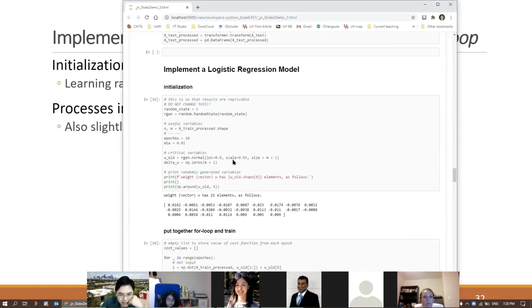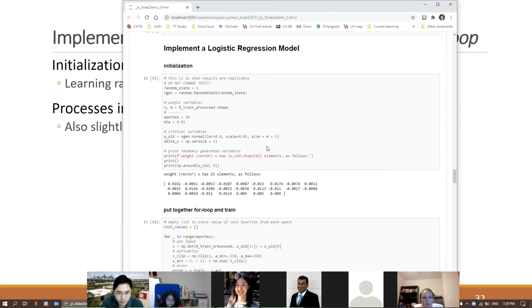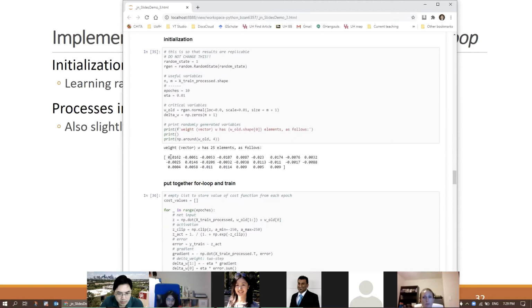Initialization is mostly the same, with the difference only being the eta. Eta is not so small anymore. It used to be 4 decimals, and now it's only 2 decimals. With this eta, it's adequate. It doesn't have to be too small. The initial weight is the same because of the same random state.